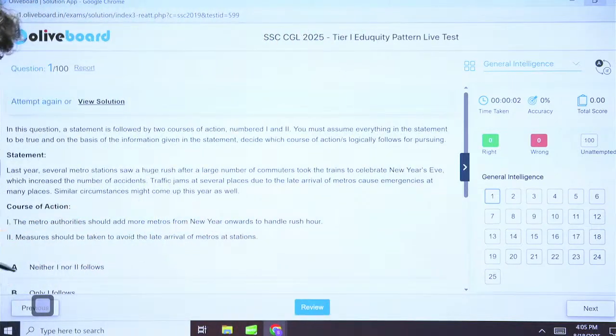So let's start. This is the very first question. The very first question is from statement course of action.